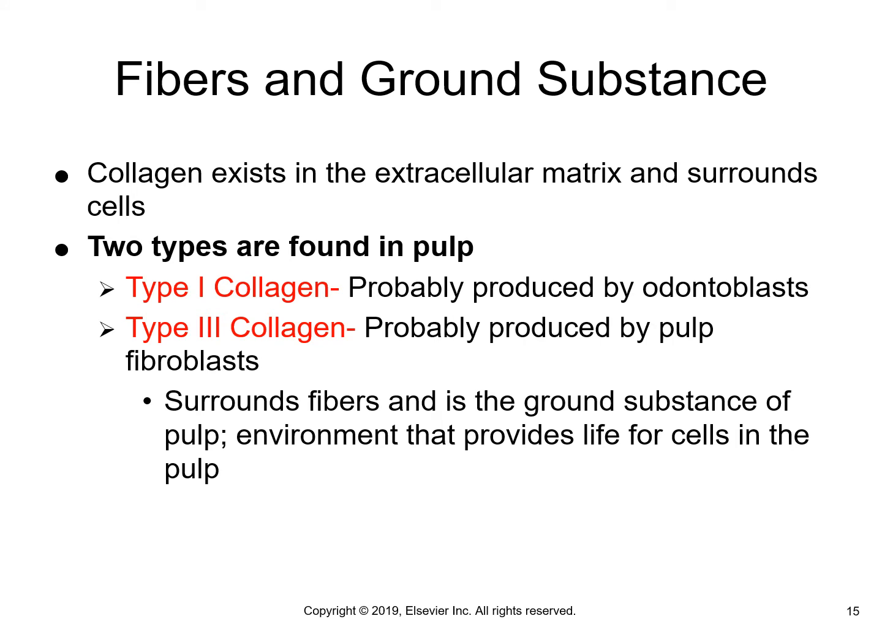Collagen exists in the extracellular matrix that surrounds these cells, and there are two types of collagen found in pulp. We've got type 1 collagen, which is probably produced by odontoblasts, and then type 3 is thought to be produced by pulp fibroblasts. This collagen surrounds fibers and is the ground substance of pulp, and it is the environment that provides life for these cells that are found in the pulp.